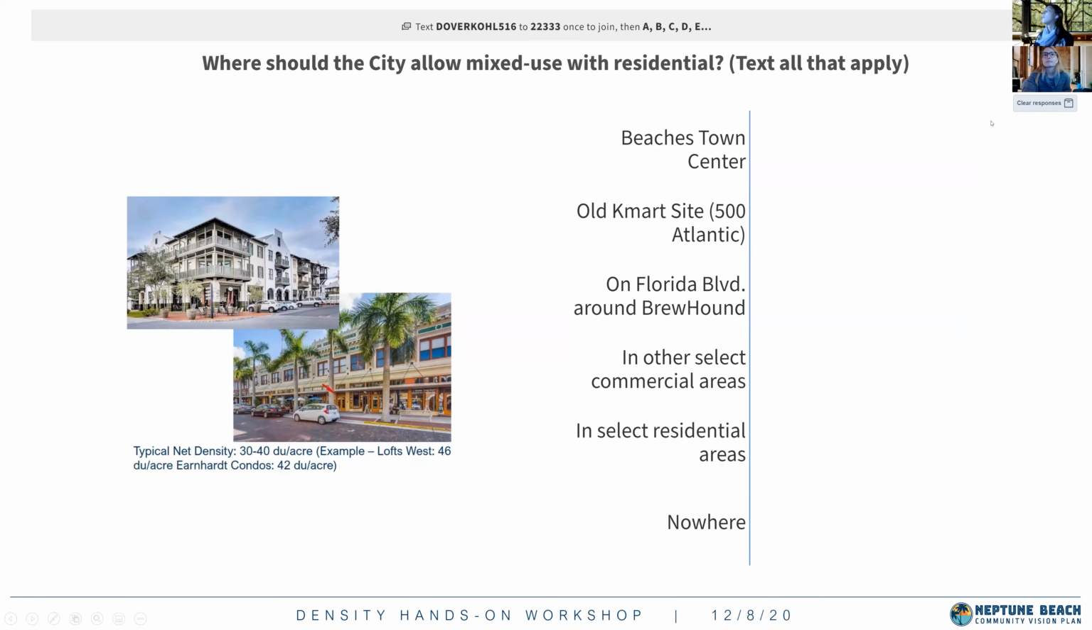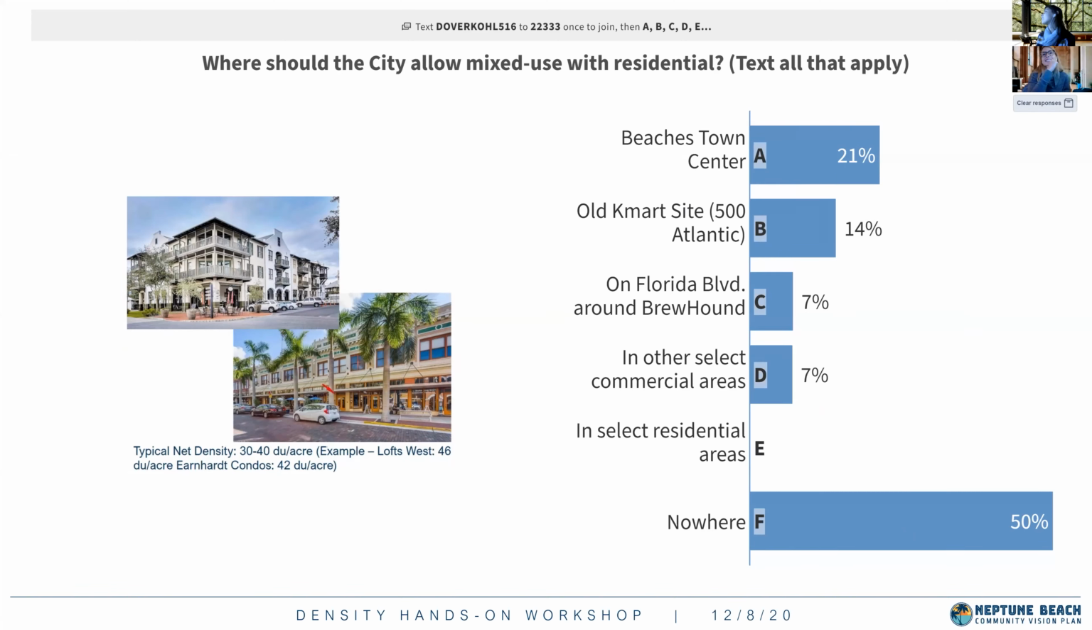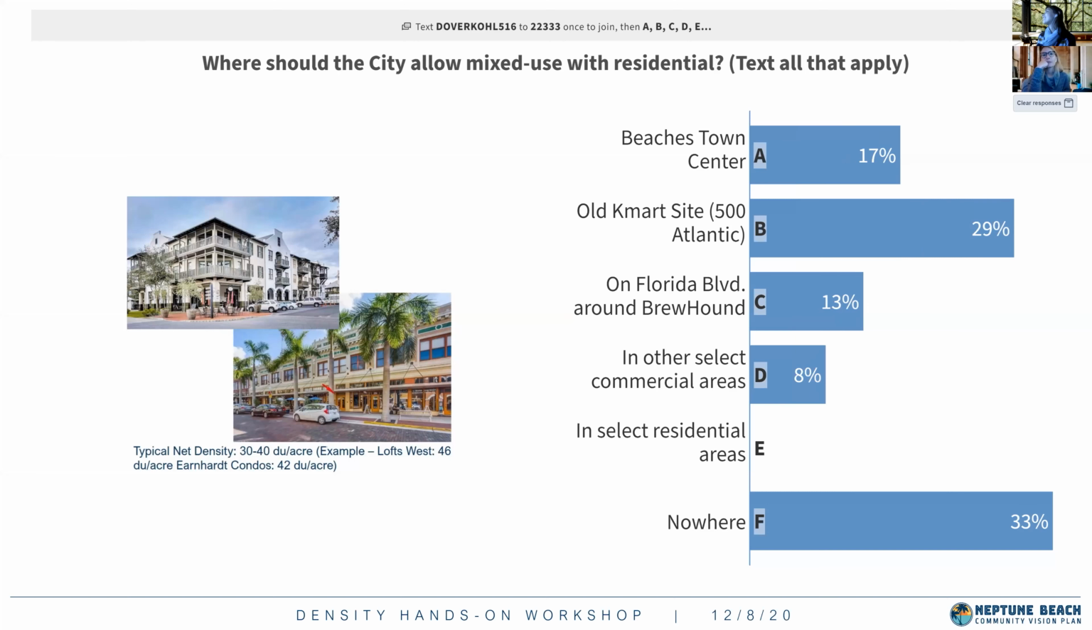Where should the city allow mixed use with residential? Again, text all that apply. There's no diversity here. Not yet. Well, there we go. We're starting to get some other ones. Oh, wow, okay. And we'll note that we showed some examples, like one is a 3-story example, the other one is 2. We're very cognizant of the height limits and understand that we're working within that constraint that would result in either a 2 or 3-story building, more likely a 2-story building.